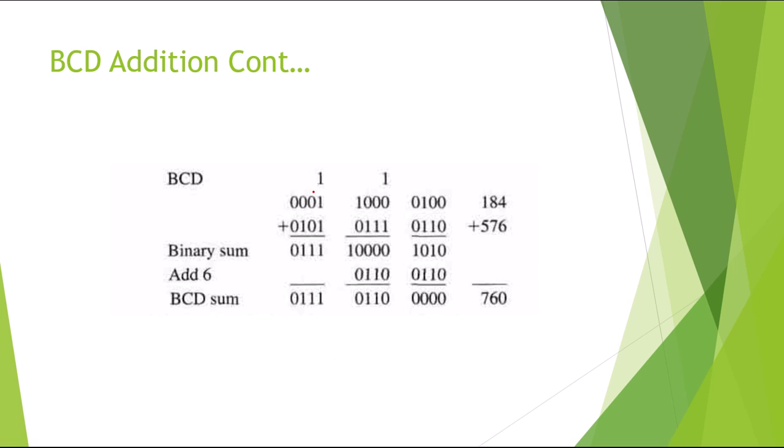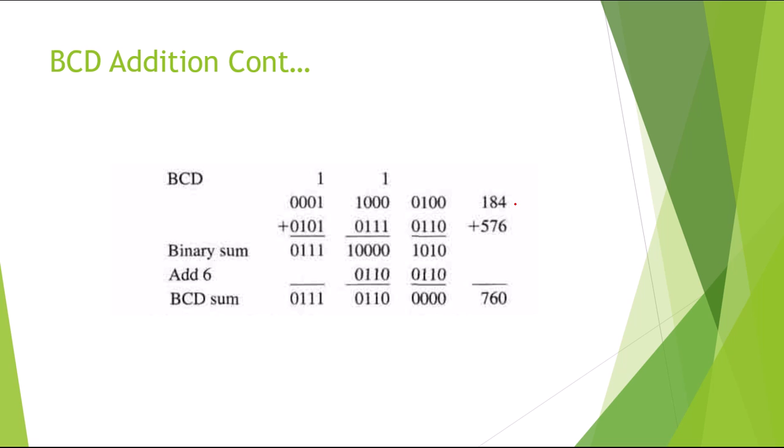Now let's just take an example in which 184 is added to 576. A 3 digit number is added to a 3 digit number. First of all, 184 will take a BCD of 1, BCD of 8 and a BCD of 4. 576 will take BCD of 5, BCD of 7 and BCD of 6. Then we'll add digits individually. So 4 is added to 6.